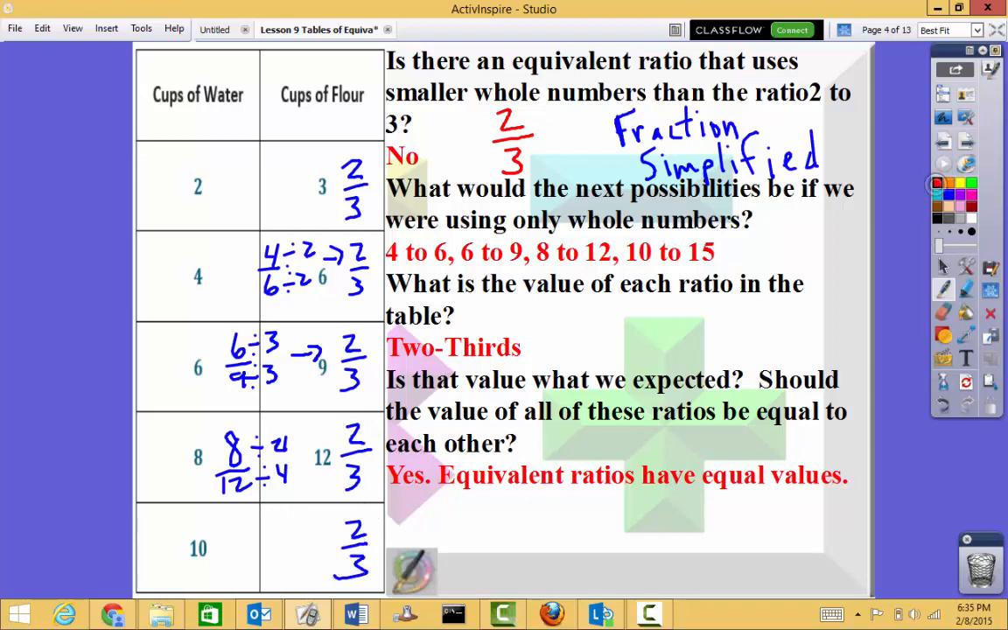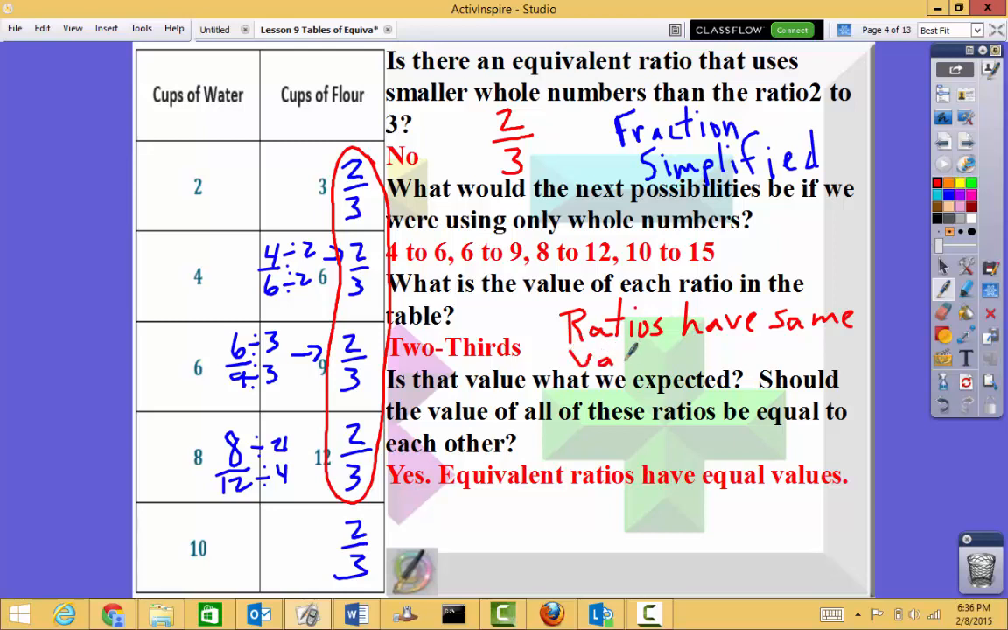Now, what do you notice about all of these values? You should notice that they're equivalent. So, since we're making a ratio table of equivalent ratios, we should then get the same value. If you remember from our last lesson, if our ratios have the same value, then what does that mean? It means that they are equivalent ratios.